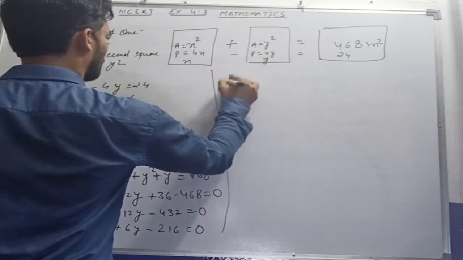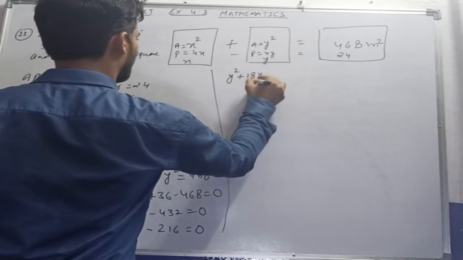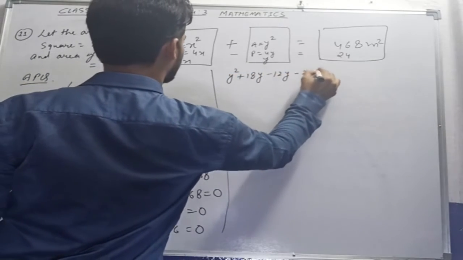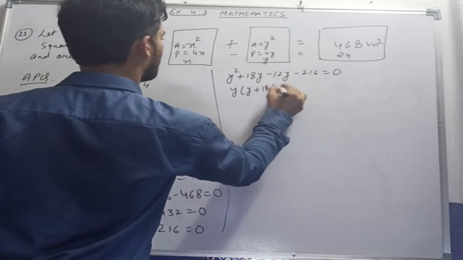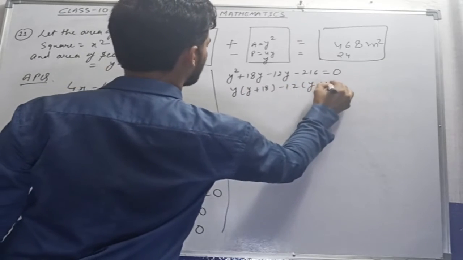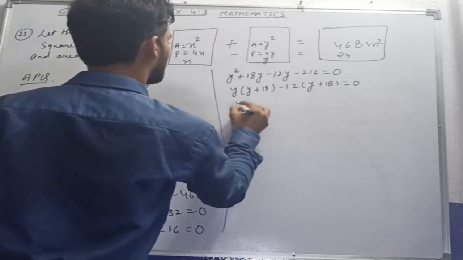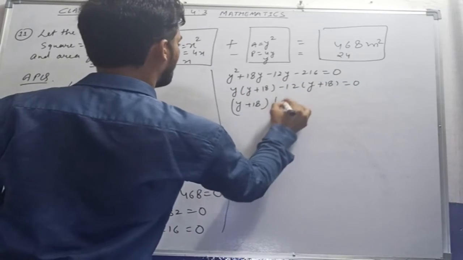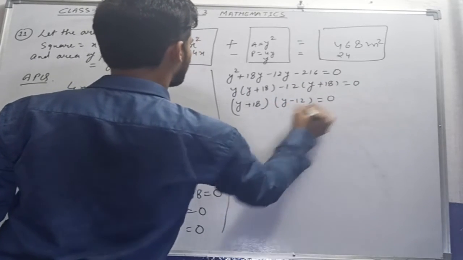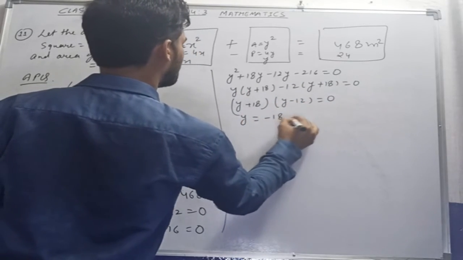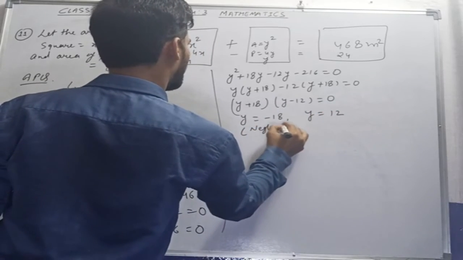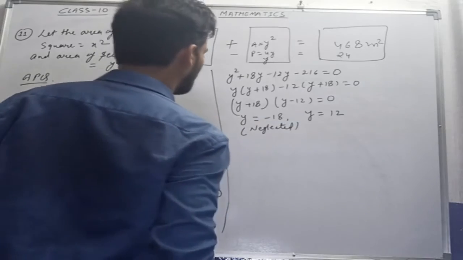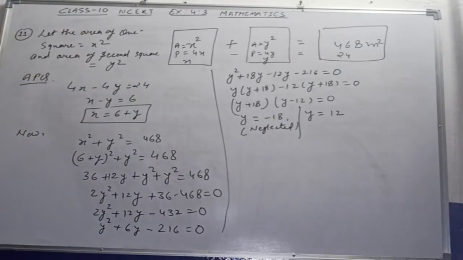So this will be y square plus 18y minus 12y minus 216 is equal to 0. So y will be common: y plus 18 and minus 12 will be common. y plus 18 is equal to 0. So y plus 18 and y minus 12 is equal to 0. So y equals minus 18 and y equals plus 12. This will be neglected again. Why will this be neglected? Because length cannot be negative.